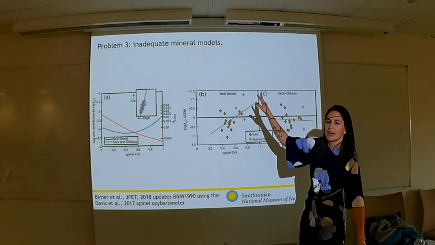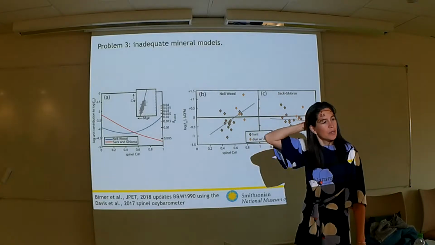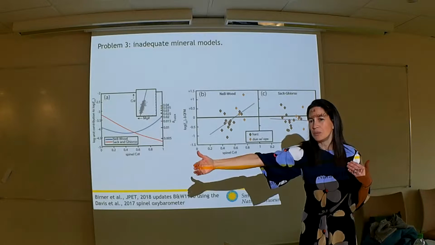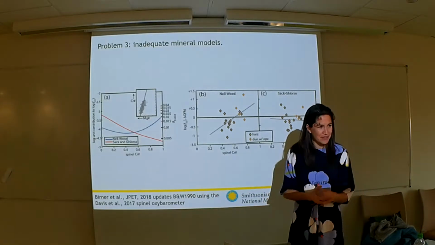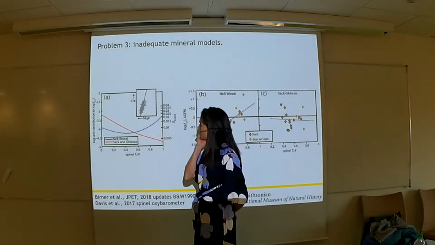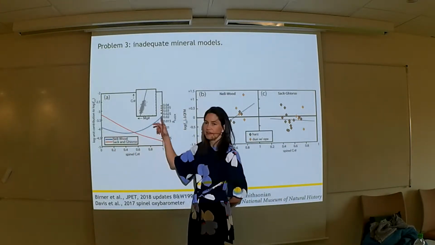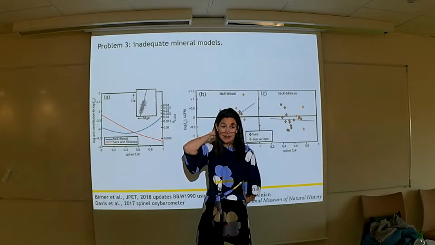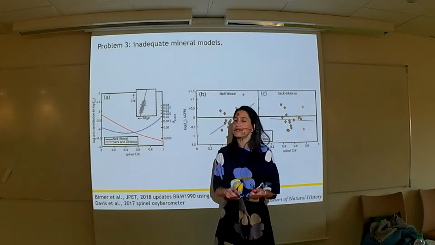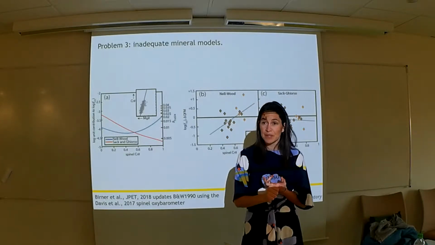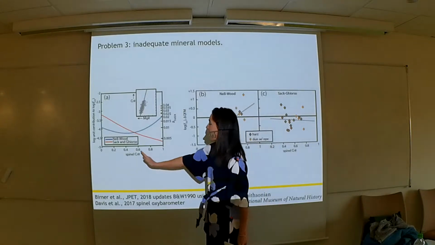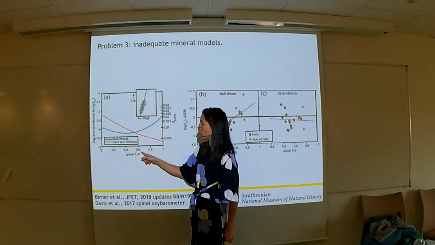Problem 3, the study of Brinsian wood was done in 1990. So 30 years of new data and new mineral models have happened in that time. The Brinsian wood study was done with the Nell wood model for magnetite activity, for the activity of magnetite and spinel. And the Nell wood model doesn't include titanium, which will affect the stoichiometry in the spinels. And it also is not calibrated at high spinel chrome number.